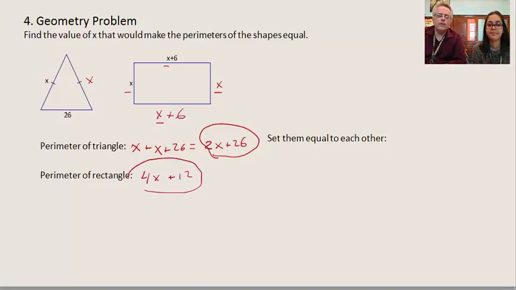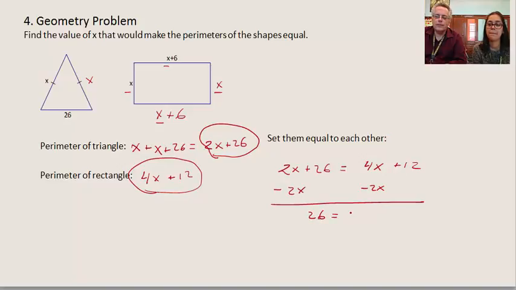So I have the perimeters of these two shapes, and the goal is to set them equal. This is where we usually start. We usually just write the perimeter of the first one and set it equal to the second one, 4x plus 12. And it's all algebra now. We're going to subtract 2x from both sides. On this side I have 26. This side I have 2x, scratch it out, 2x plus 12.